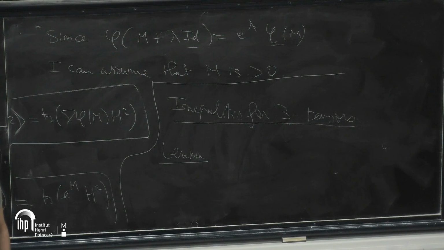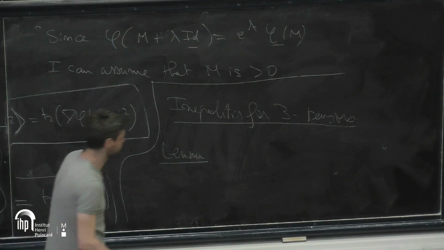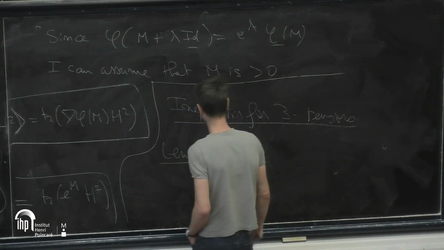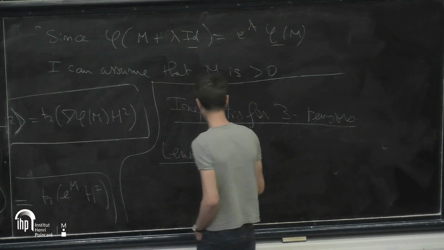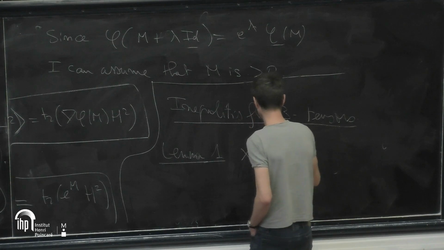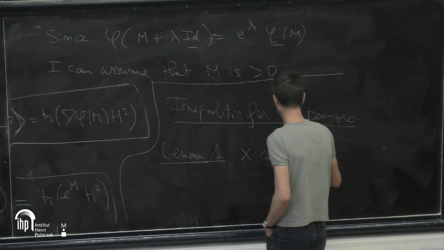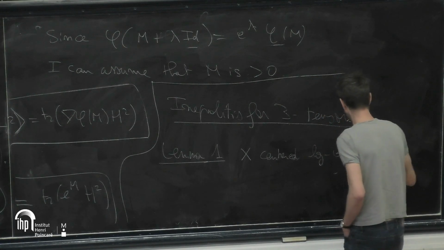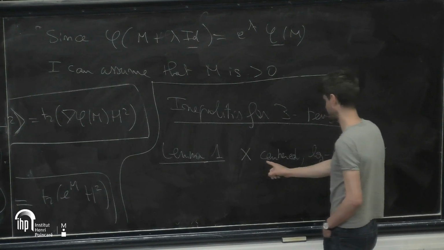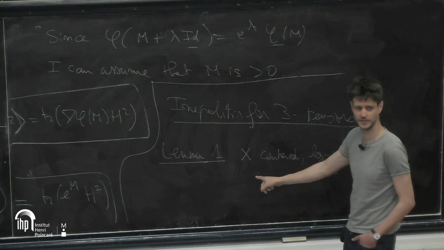So I need 2 lemmas. Okay, lemma 1. Let x be centered and log concave. So centered just means E of x equals 0.